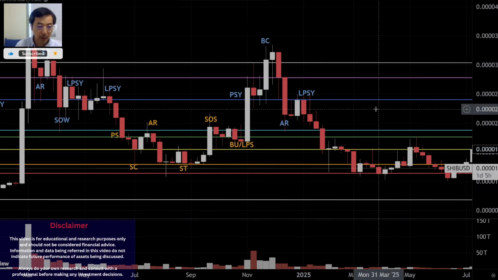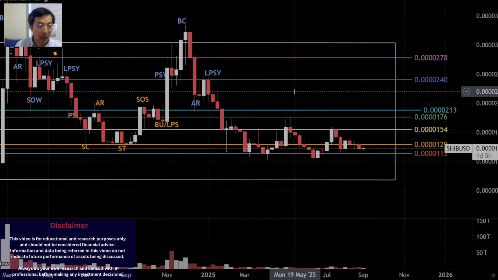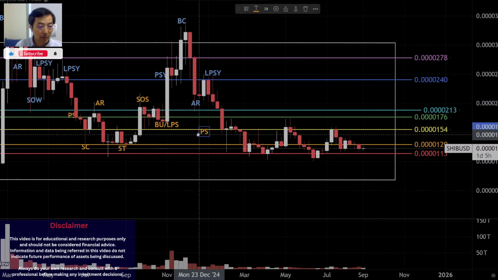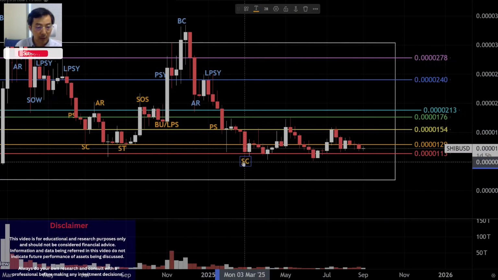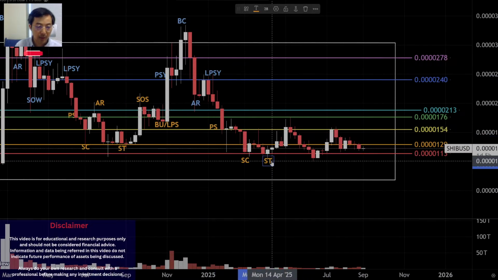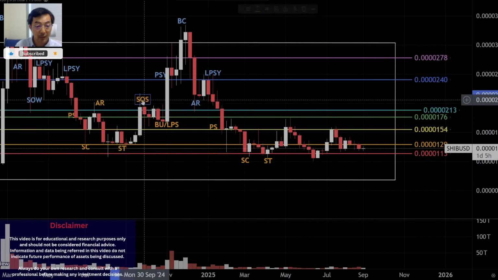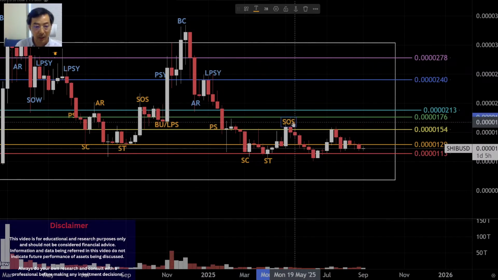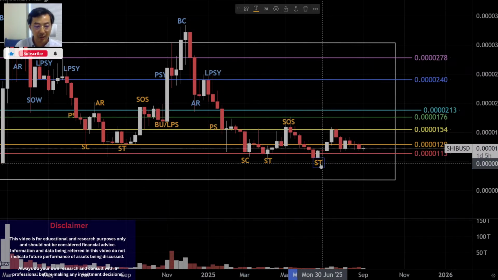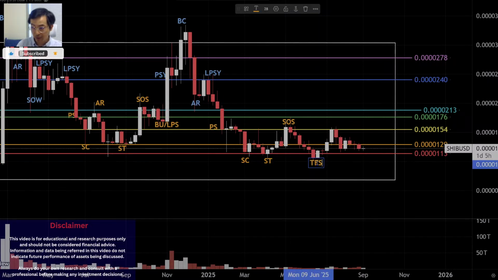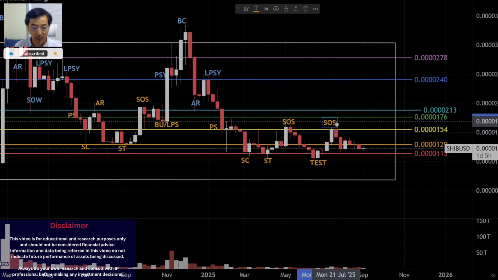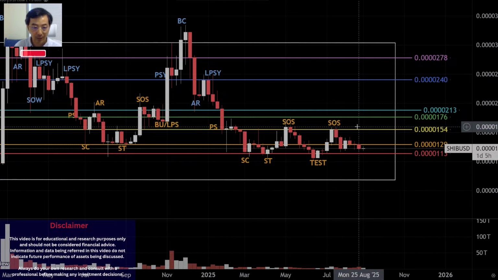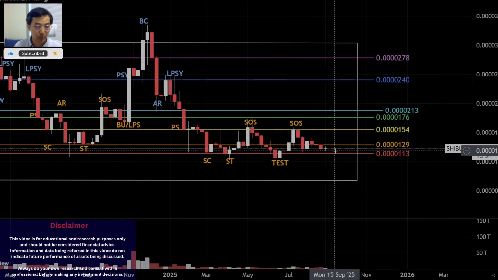Okay, that looks great. Let's move towards where we are now. So, preliminary support happened back here in January, and then selling climax appeared in early March. Second test, mid-April. Then a sign of strength in May, and a further test back in late June, end of June. And finally, another sign of strength happened just in end of July. And now we're in this period.